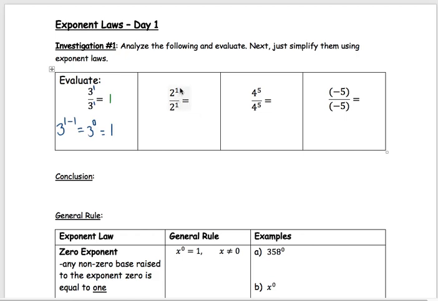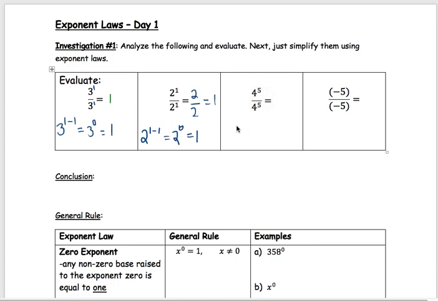Here's the next one. This is 2 to the 1. If you're just calculating it out using BEDMAS, 2 to the 1 is 2, 2 to the 1 is 2, so 2 divided by 2 is 1. If you're using exponent laws, you're subtracting the exponents, and then you get 2 to the 0, and 2 to the 0 is 1. So whenever you have an exponent 0, that's 1. Doing BEDMAS and then getting to here, you should get the same answer of 1.